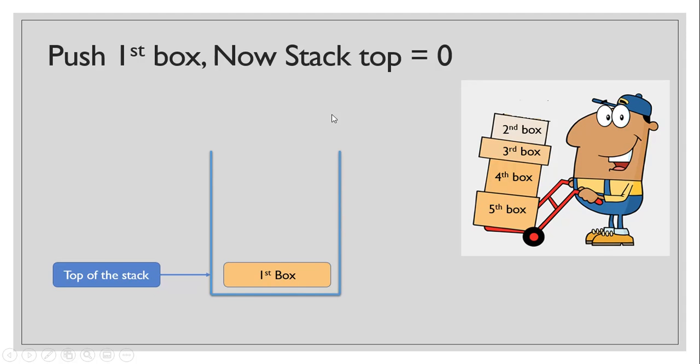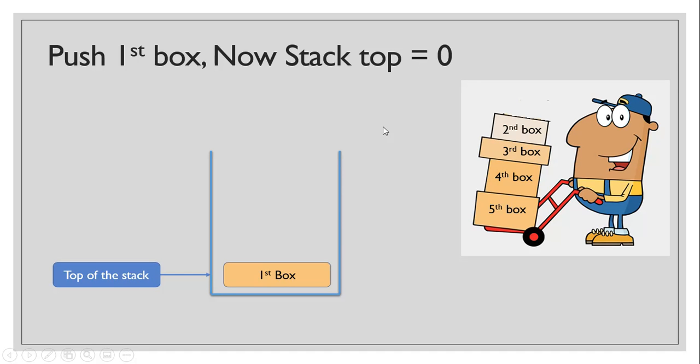Now as you put that box into the container, where is it going? It is going at the bottom, correct? And now top is pointing to this first box. That means this container is saying that there is one box available in the container, and that is why top is now represented as 0, because previously top was -1. Now it is 0. It is incremented by 1. So it is called push first box, and then stack top is 0.